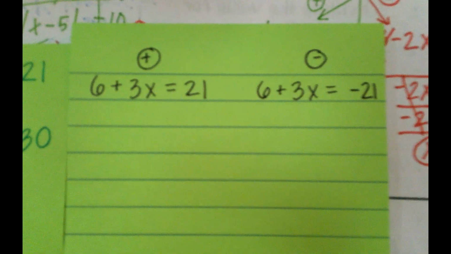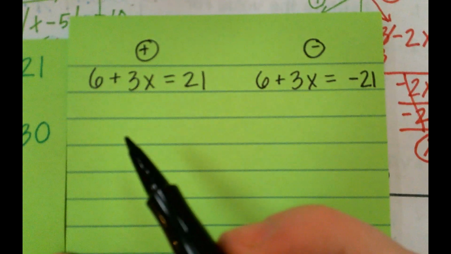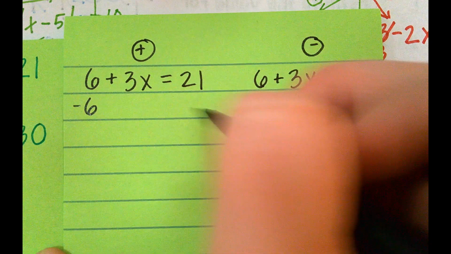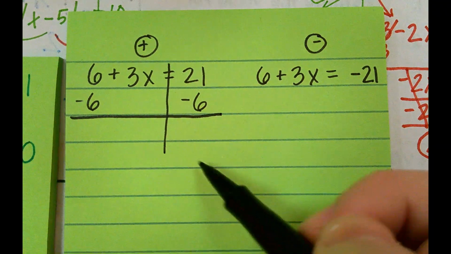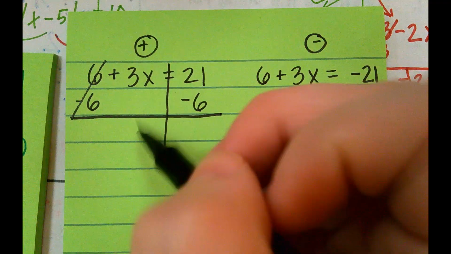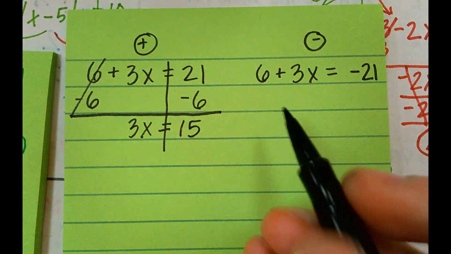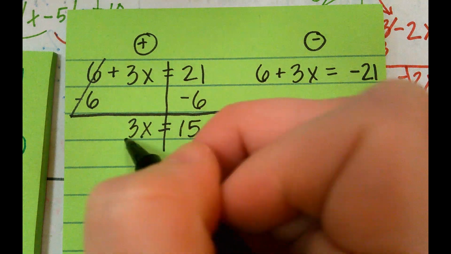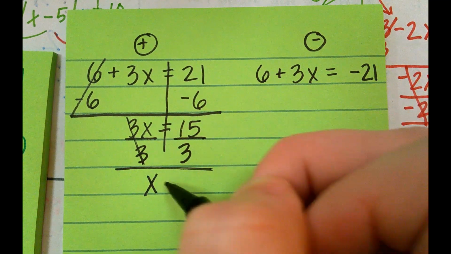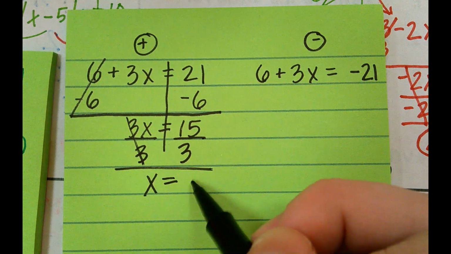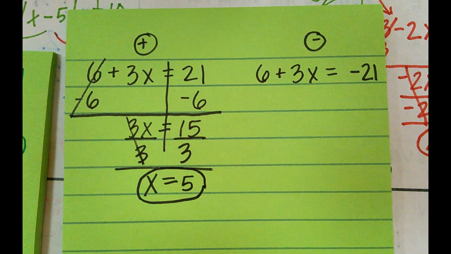Okay, so I have my 2 problems. What do I do now? Subtract 6. Good. Subtract both sides. Both sides. So minus 6. And now what? 3x equals 15. Divide by 3. Good. Divide both by 3. And you get x equals 5. Good.